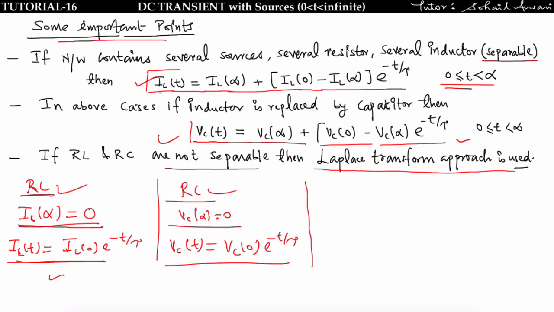However, in category 3 we will not get IL of infinity equal to 0 and Vc of infinity equal to 0, because the source is connected at steady state.